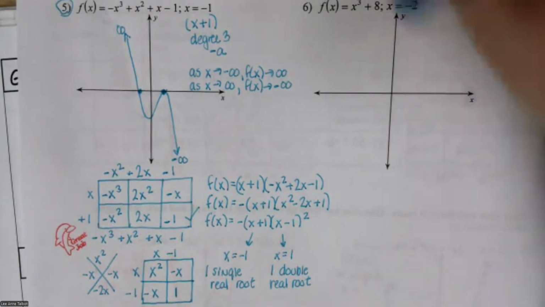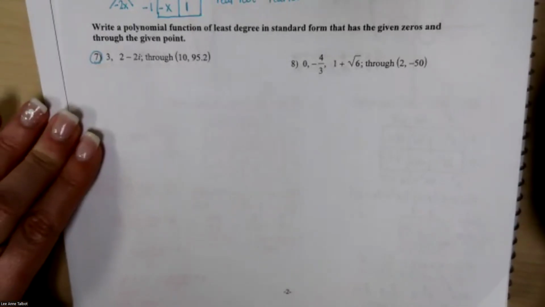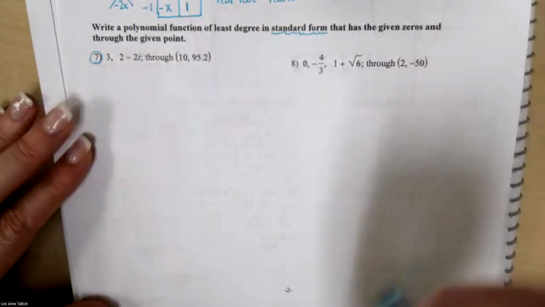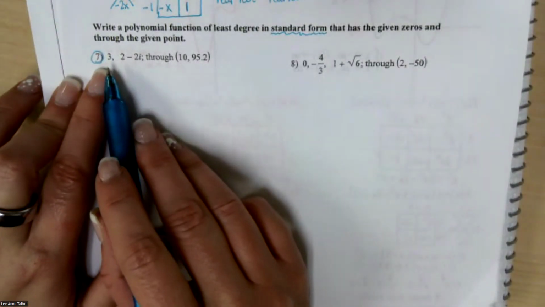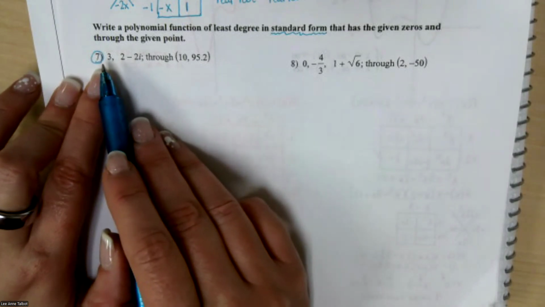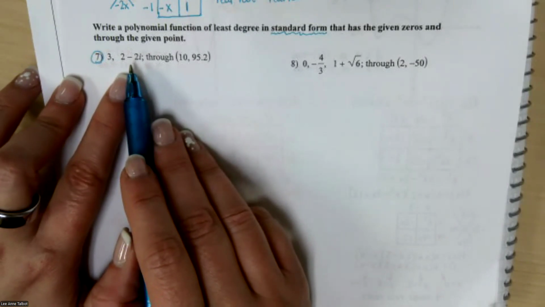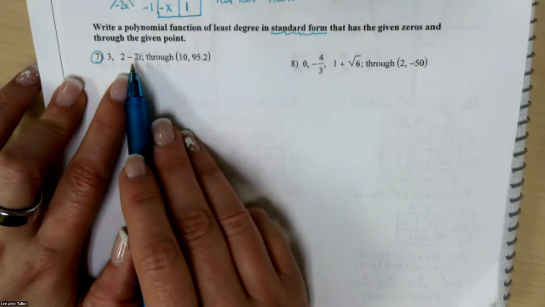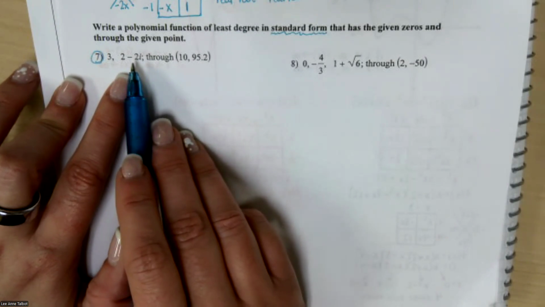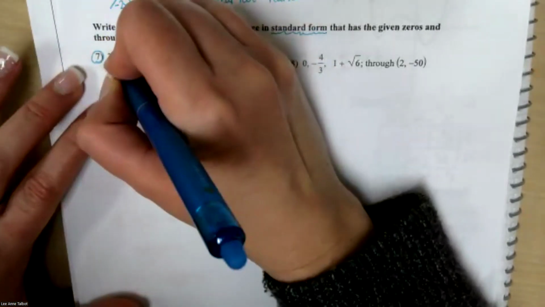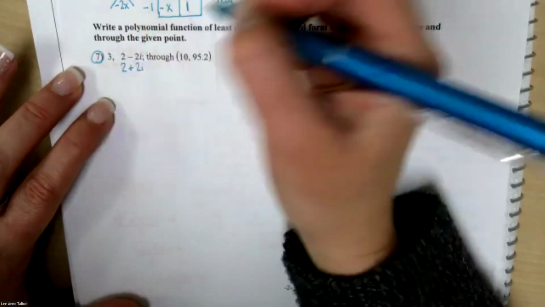Okay, moving on. A polynomial function of least degree in standard form. Oh, good. Standard form. That has the given zeros and through the given point. Okay, so I have one real root here, and I have a complex root here. Can you guys tell that that one's complex? Complex roots have to have a buddy. Do you remember? 2 plus 2i.